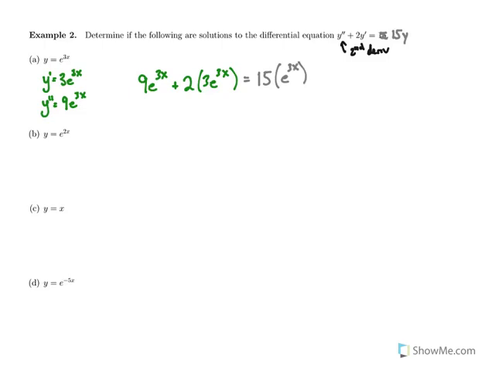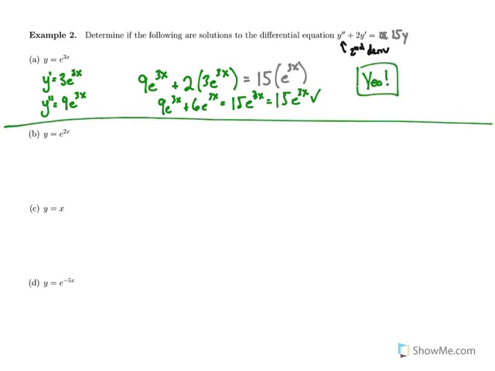So let's see if this works out. On the other side, we have 9e to the 3x plus 6e to the 3x. That is 15e to the 3x. And that's what we wanted to get. So our first one, we have a resounding yes. This is a solution to the differential equation. Okay, again, our differential equation should be 15y, not just 15. All right, let's do it 3 more times.